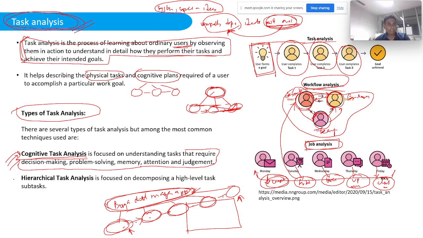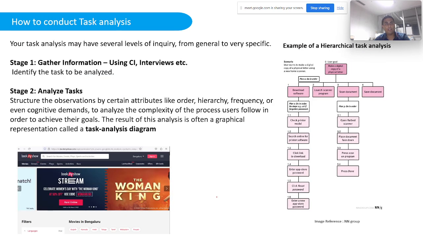The other type of task analysis is hierarchical task analysis. This is where we try to decompose high level tasks into subtasks. Here I'll give an example of how hierarchical task analysis is done.